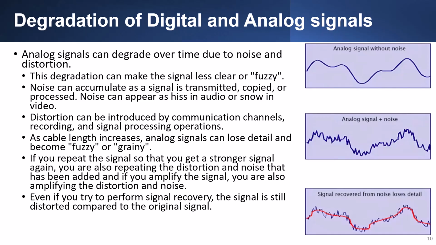As cable lengths increase, analog signals can lose detail and become fuzzy or grainy. If you repeat the signal so that you can get a stronger signal again, you're also repeating the distortion and noise that's been added, and if you amplify the signal, you're also amplifying the distortion and noise. Even if you try to perform signal recovery, the signal is still distorted compared to the original signal.